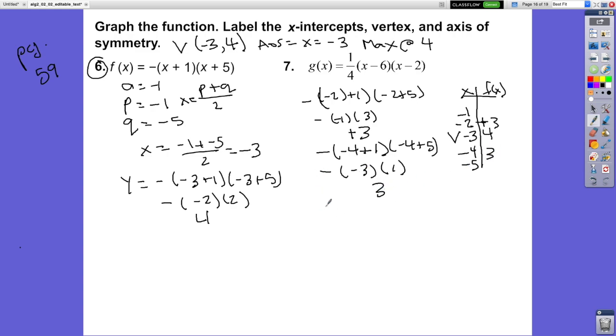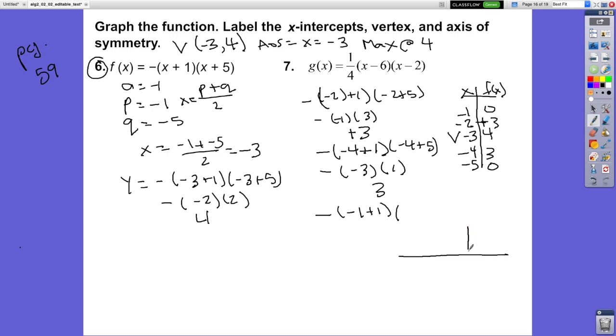All right, let's plug in -1. -1 plus 1 times, right away, I know this is going to be 0, so I don't even need to finish it. It'll be 0. And if I plug in -5 right here, that will also be 0. So there's my 0. Okay, so let's graph this now.